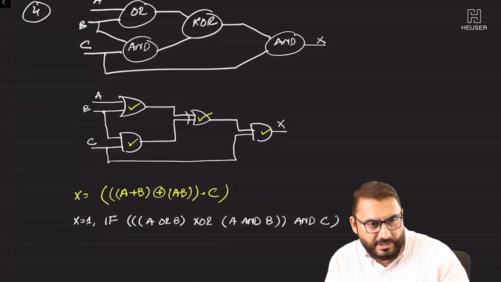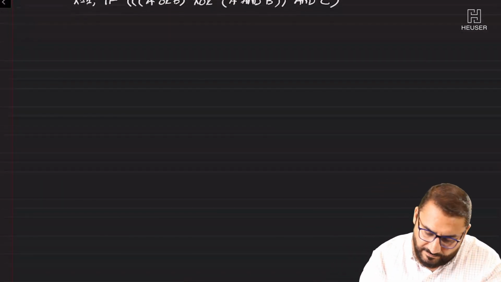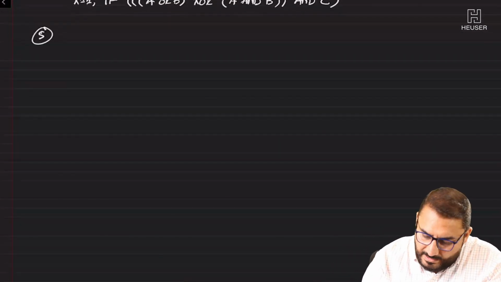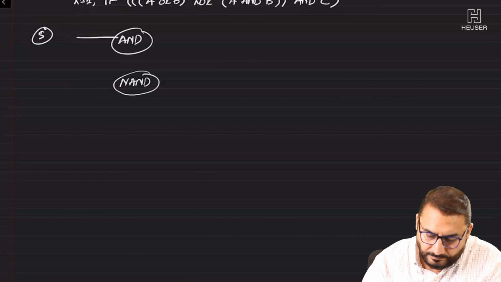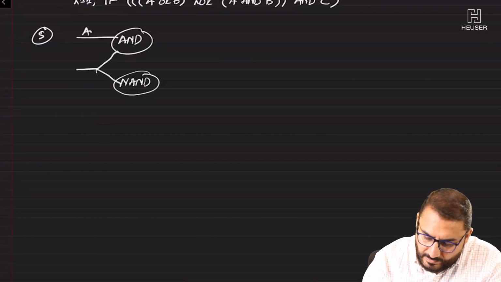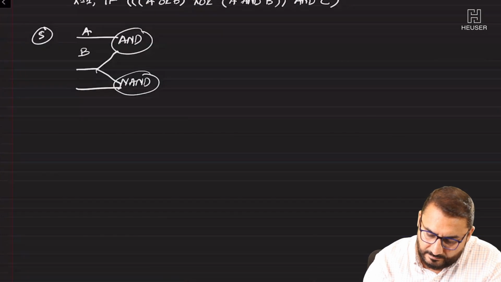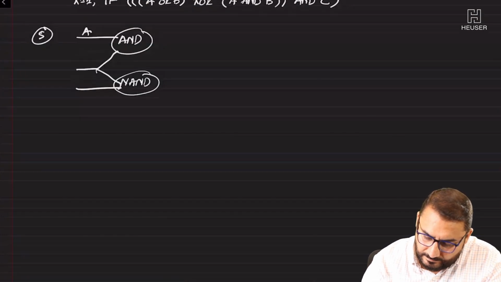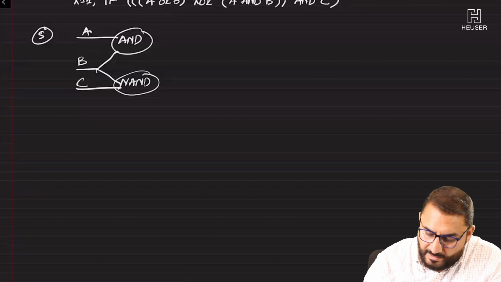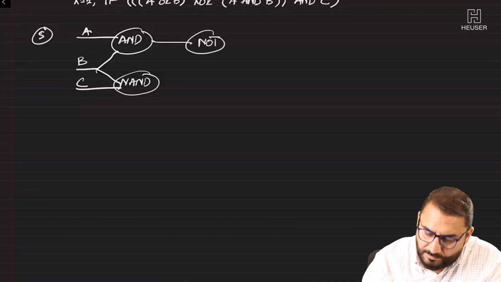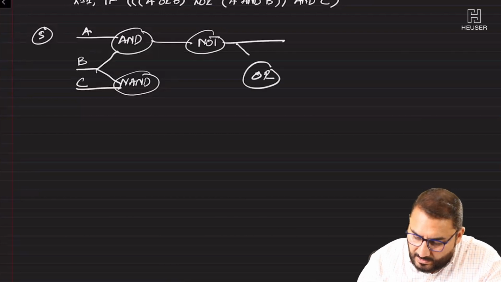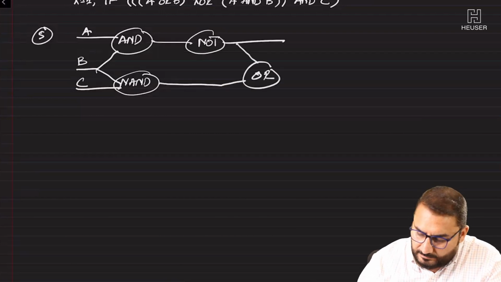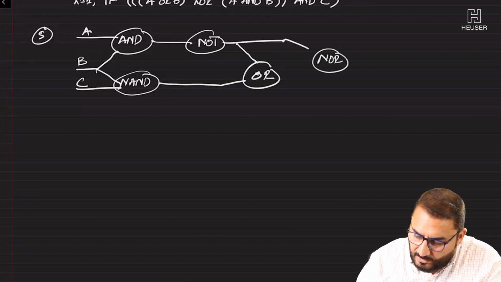Now I am going to make another 2 circuits for you to practice. Number 5, this is AND, this is NAND, A, B and C. And then we have got this NOT. The output of AND gate is the input for NOT. Then we have got OR. NOT goes further, a copy goes to OR. And then we have NOR.